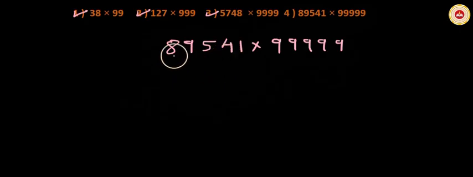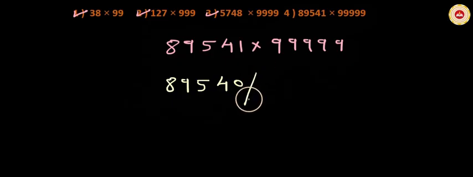Subtract 1 from 89,541. You get 89,540. You subtracted 1. Give a slash to separate left part and right part. Correct? Now what is the next step? Calculating right part. How to calculate right part?